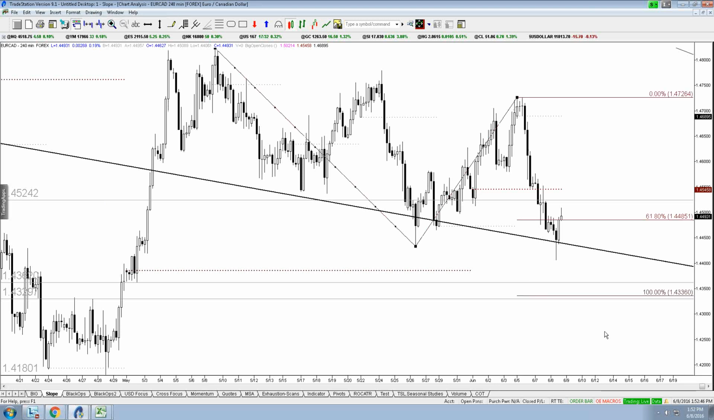ABCX, ABC, 143.36 is two equal legs. So maybe that's the sweet spot. So yeah, I would say at this point, and I'll write it down more and put it in the updates, of course, but it does look like 143.36/65 is the sweet spot for a Euro CAD long position, doesn't it?